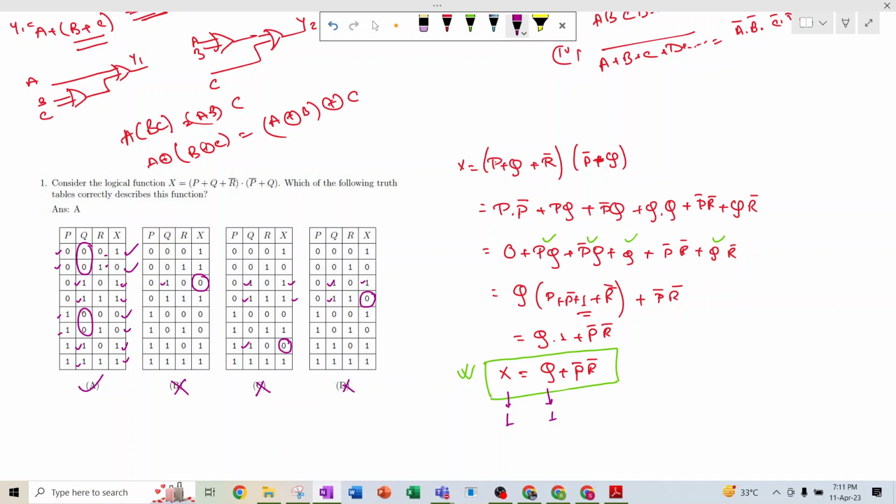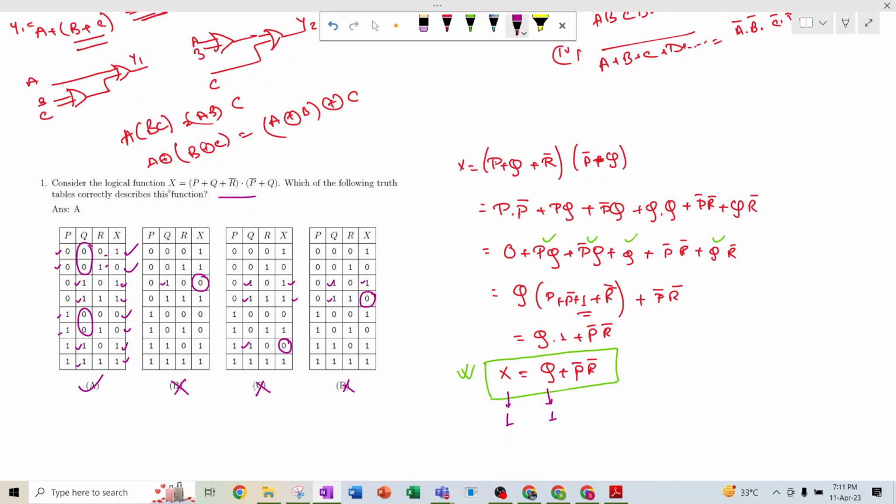So sometimes by using intuitive analysis, or by looking at the truth table, we can easily get to the answer. One more thing you can do is put each of the input combinations, 0 0 0 and then 0 0 1, into this equation and calculate the output, but that is a very lengthy process.